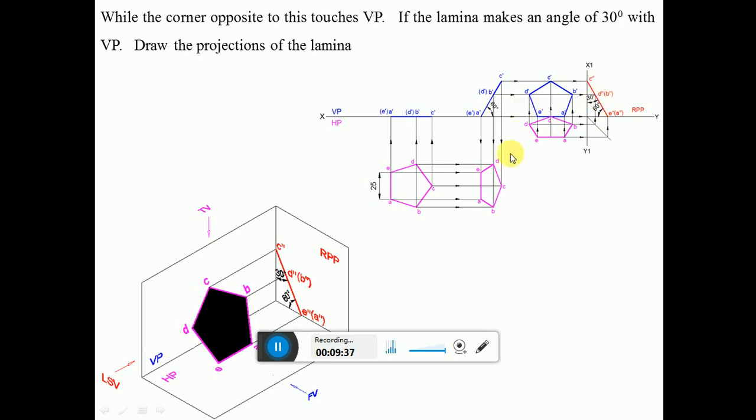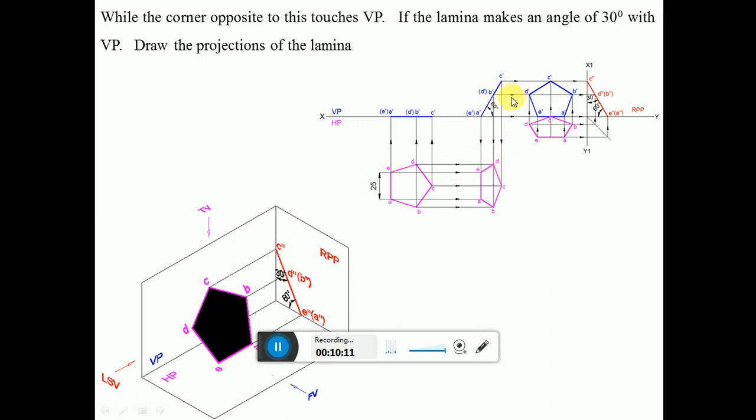So how to visualize this? You have to see from this side, that is the left side view. If you are observing, C is near to the observer, so C double dash is visible. D is near to the observer, D double dash is visible. E is near to the observer, E double dash is visible. A is away from the observer, so A double dash is invisible. B is away from the observer, so B double dash is invisible, and C double dash is always visible now.